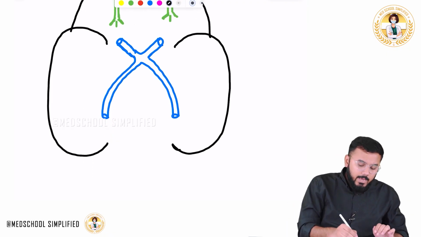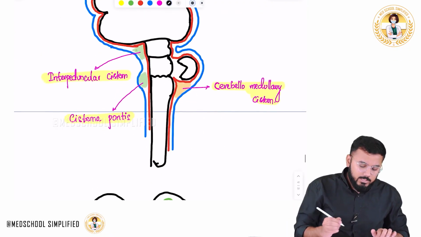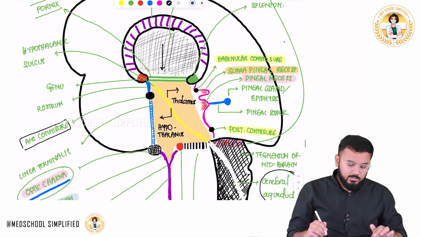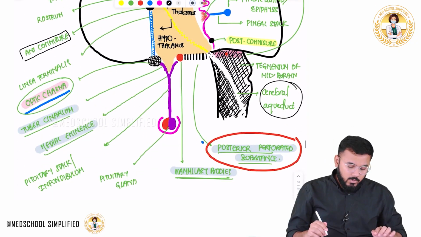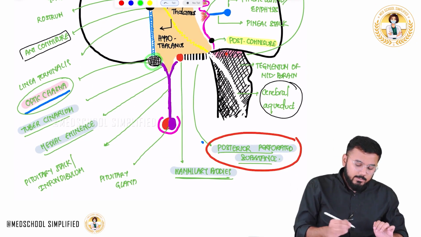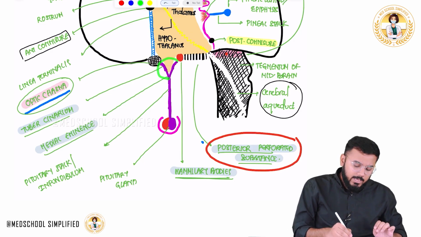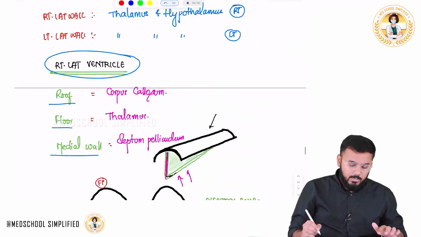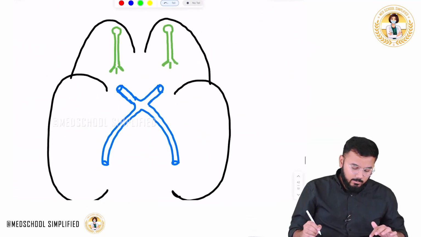Next, just behind this, what are the structures you have got? If you remember, I have discussed these structures previously, right? First you have got over here, what is this? Optic chiasm, right? Behind the optic chiasm, what is this Y-shaped junction? This is called the tuber cinereum. So let us look at where the tuber cinereum is over here.